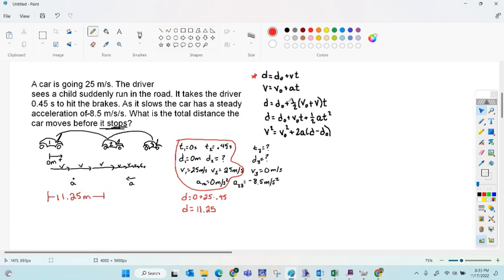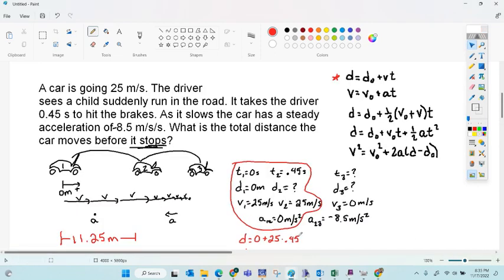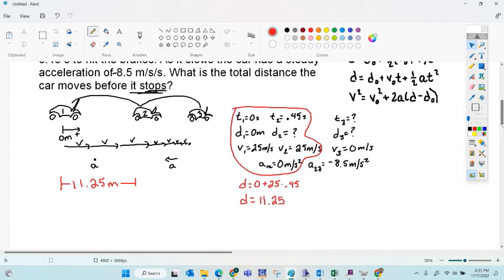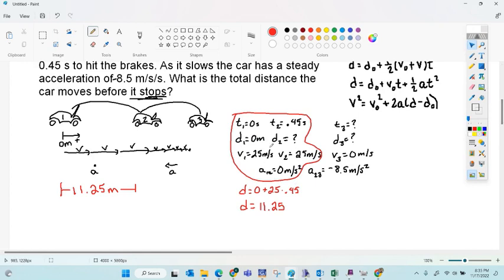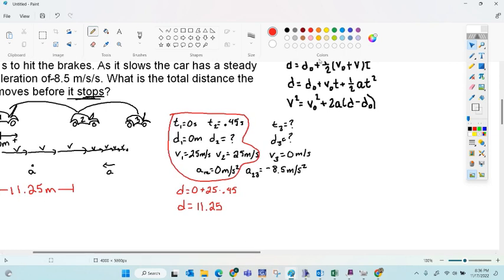Then we need to consider phase 2 of the problem. Okay, if you're having trouble seeing that, let's put it back up to full size real quick. Once again, for phase 1, from here to here, we figured out it went 11.25 meters. Phase 2 of the problem, we're considering our time no longer starting at 0, and we don't know how much time.